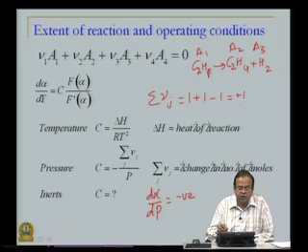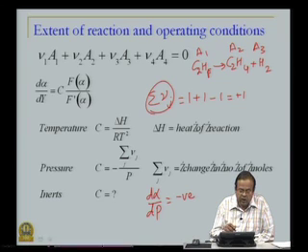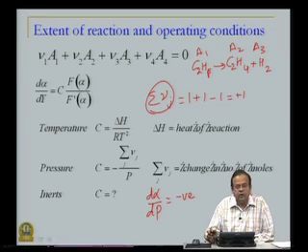If there is a decrease in number of moles, what can you expect now? The converse: if the reaction is accompanied by a decrease in number of moles, that means this summation nu j over here is negative, then C will be positive, or in other words, in that reaction d alpha dP will be positive. So, those reactions in which there is a decrease in number of moles, we have to carry them at high pressures. If there is an increase in number of moles, we have to carry it at low pressures.